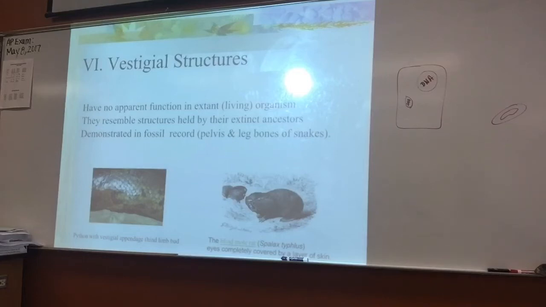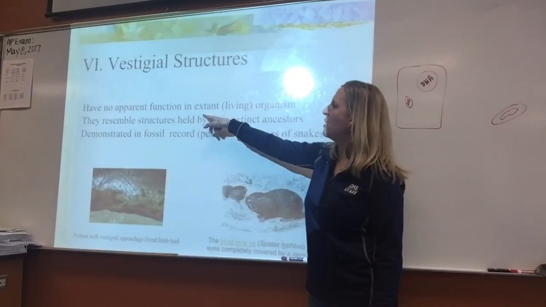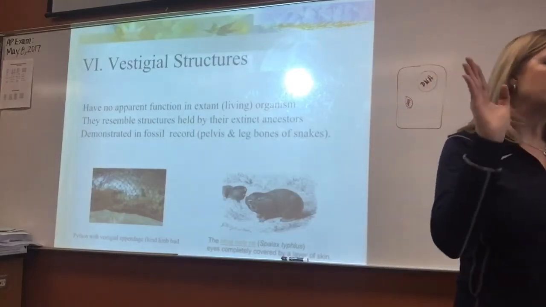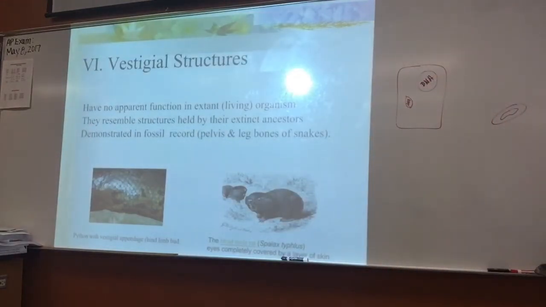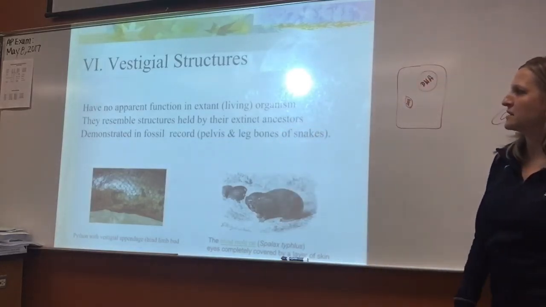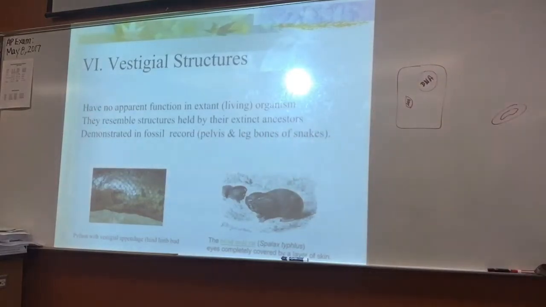We can also look at structures called vestigial structures. These are structures that some organisms have that seem to be remnants from the past. So they have no apparent function in extant organisms. That's the opposite of extinct; it means living organisms. They resemble structures that their ancestors possibly had, and so they obviously still have inherited the genes for those structures, but don't use them. And this is demonstrated in the fossil record. They found snakes with pelvis and leg bones, leading to the idea that they possibly had legs, all right, and could have walked.